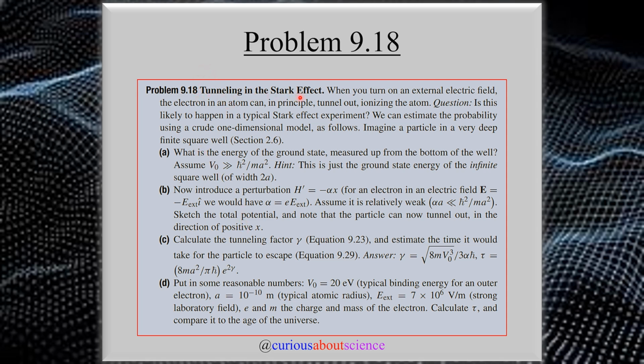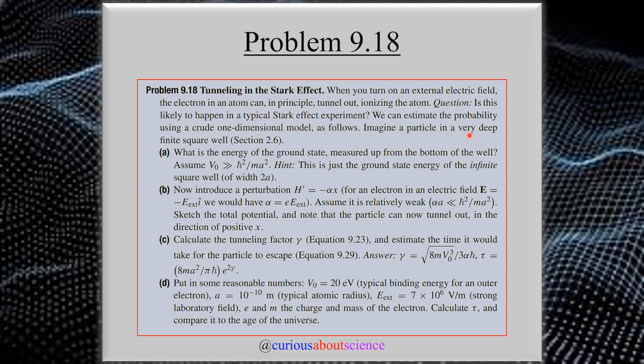So, tunneling and the Stark effect. When you turn on an external electric field, the electron in an atom can, in principle, tunnel out, ionizing the atom. So the question is, is this likely to happen in a typical Stark effect experiment? Can we estimate the probability using a crude one-dimensional model as follows?